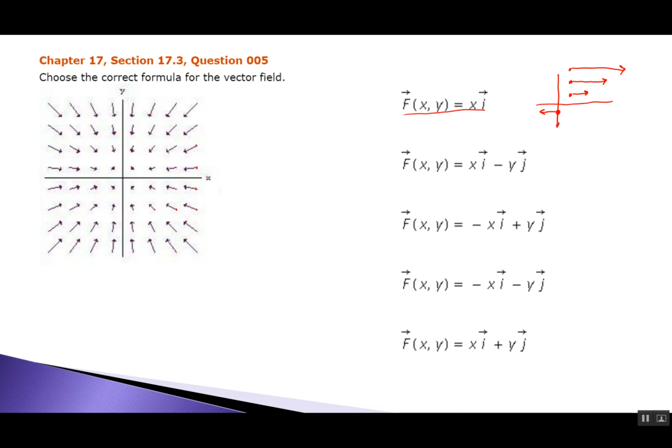If I'm at the vector -2, 0, that's twice as long. Okay? And so forth. So it's not that one. Let's look at this one.